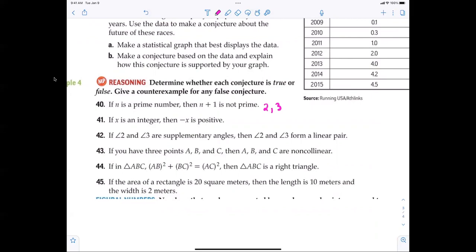If n is a prime number, then n plus 1 is not prime. So that's the counterexample for that. Does everybody agree with that? Because every prime number besides what number? 2 is what? Odd, right? So if you add 1 to an odd, it becomes a what?